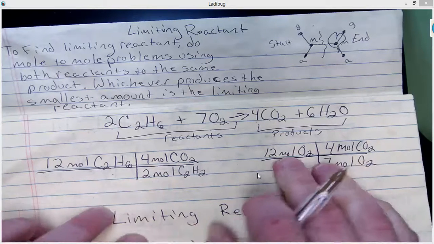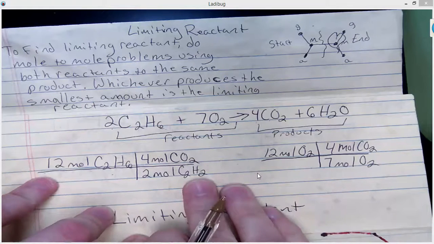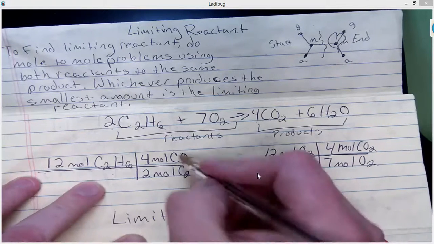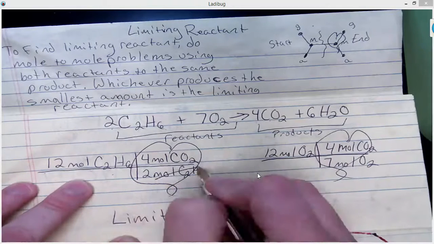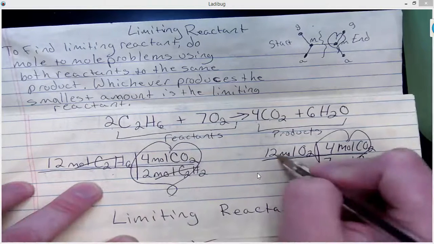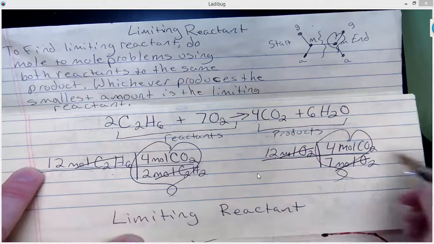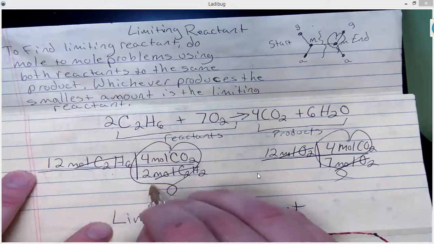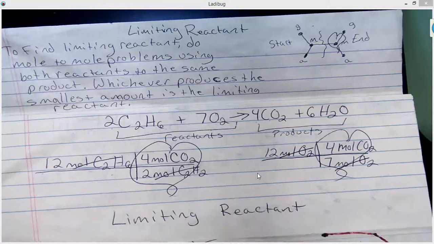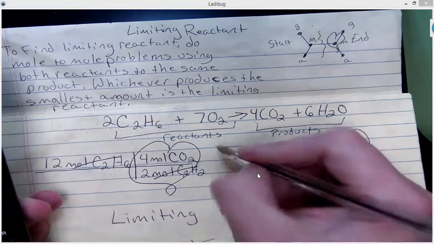You don't have to do the molar mass or anything like that. We're just going from mole to mole. So that cancels out and that cancels out. That cancels out with that. You just multiply across and divide. So we can see 12 times 4 divided by 2. You could calculate that, and this is 24.